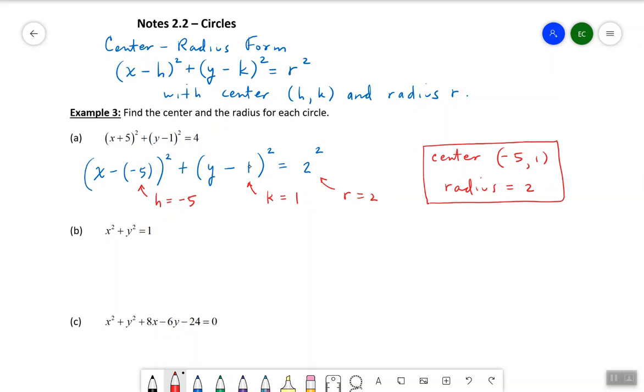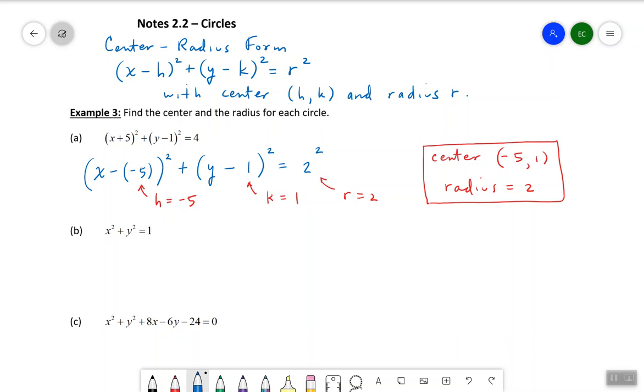And so we probably don't need to write this step out every time. Probably what we need to do is just look at the equation that we are given here, and just take the opposite sign for h and k, right? So if we have x plus 5, then that means we need a minus 5. If we have y minus 1, that means we need a positive 1. And then over on the other side, we're just going to take the square root of this number, this 4, and that'll tell us that the radius is 2. Okay, so that looks good.